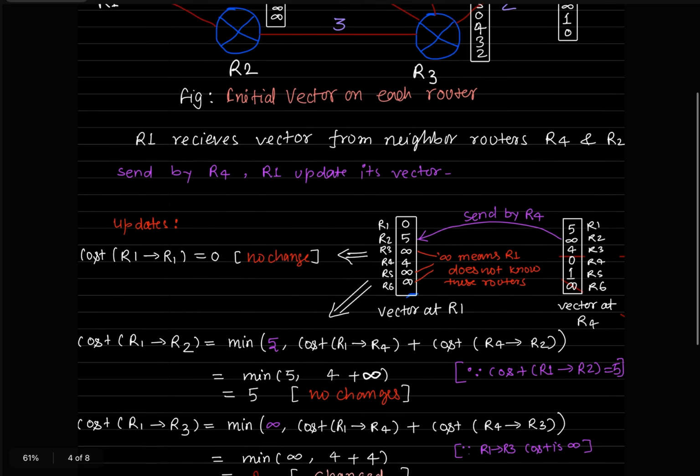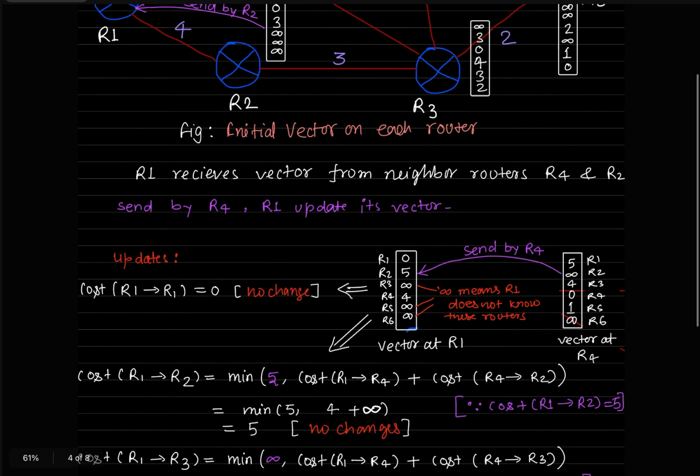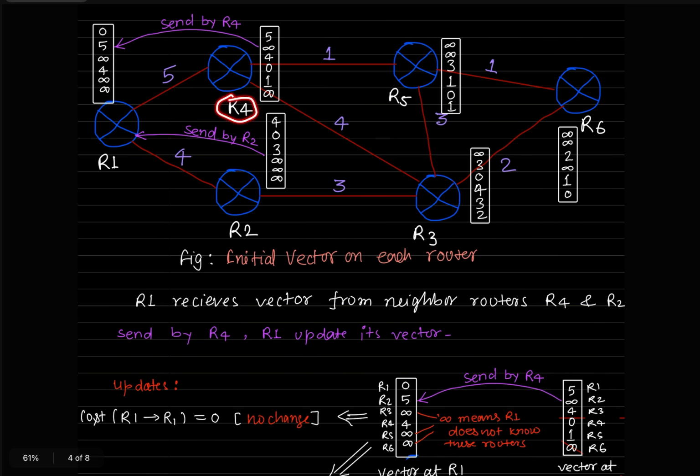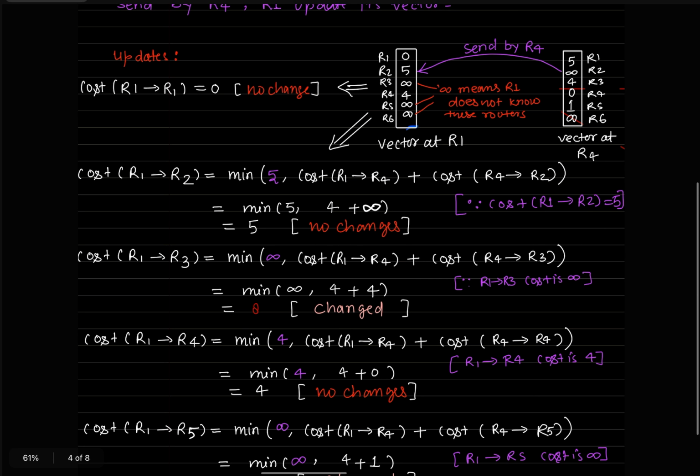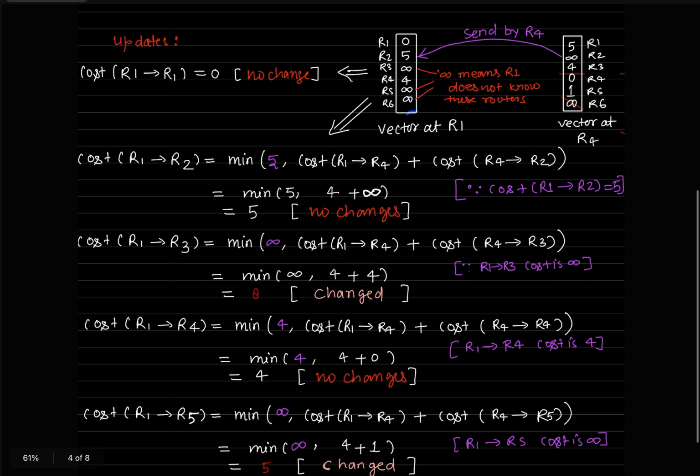So let's see how R1 updates its vector when it receives, suppose, the vector of R4. R4 is a neighbor of R1, you can see here. Once R1 has received the vector of R4, how does router R1 make changes to its vector? Suppose the vector at R1 is this one, and the vector at R4 is this one. This vector is sent to R1. Let's see what the changes are.